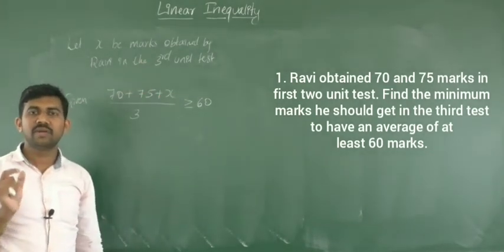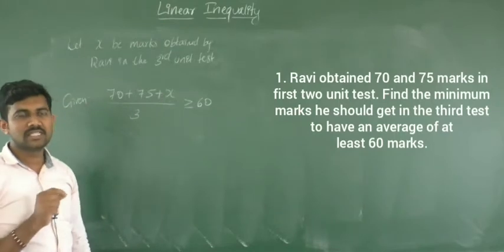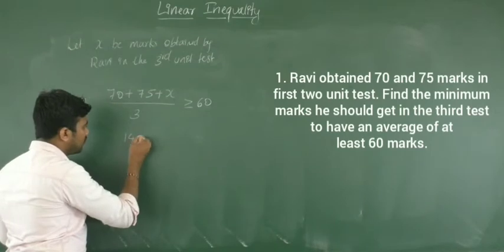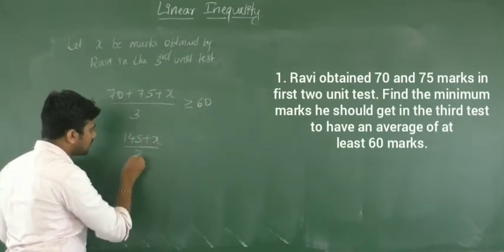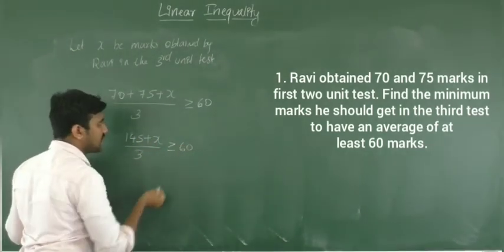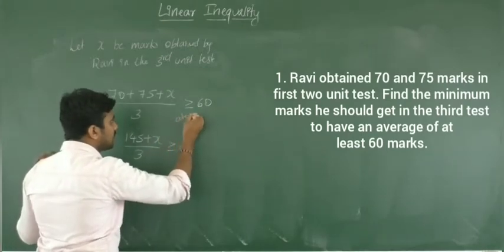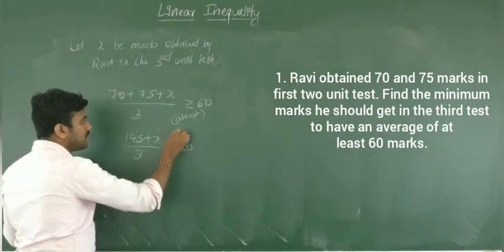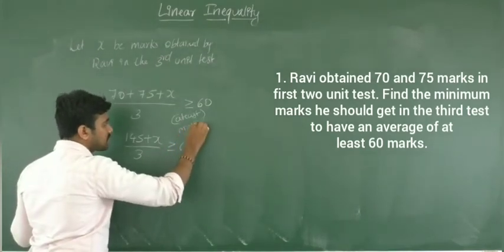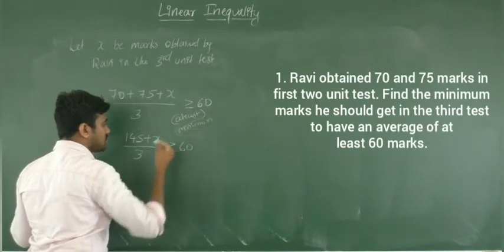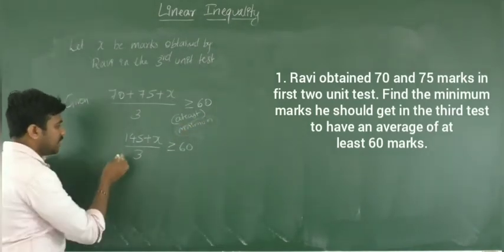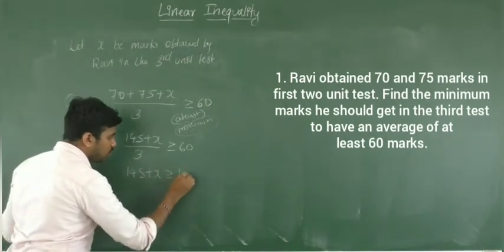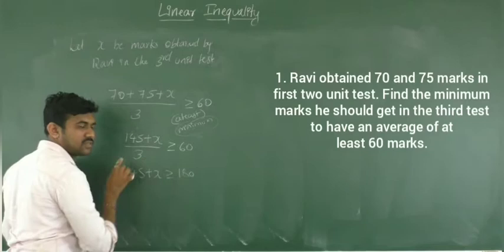But we don't know what is the value of x, that we need to find in this question. Okay, say 70 plus 75 is nothing but 145, plus x, divided by 3, is greater than or equal to 60. At least means, remember, at least means greater than or equal to. Or minimum also we can say, minimum. Okay, both are same. Now cross multiply: 145 plus x is greater than or equal to 180. 60 into 3 is 180.